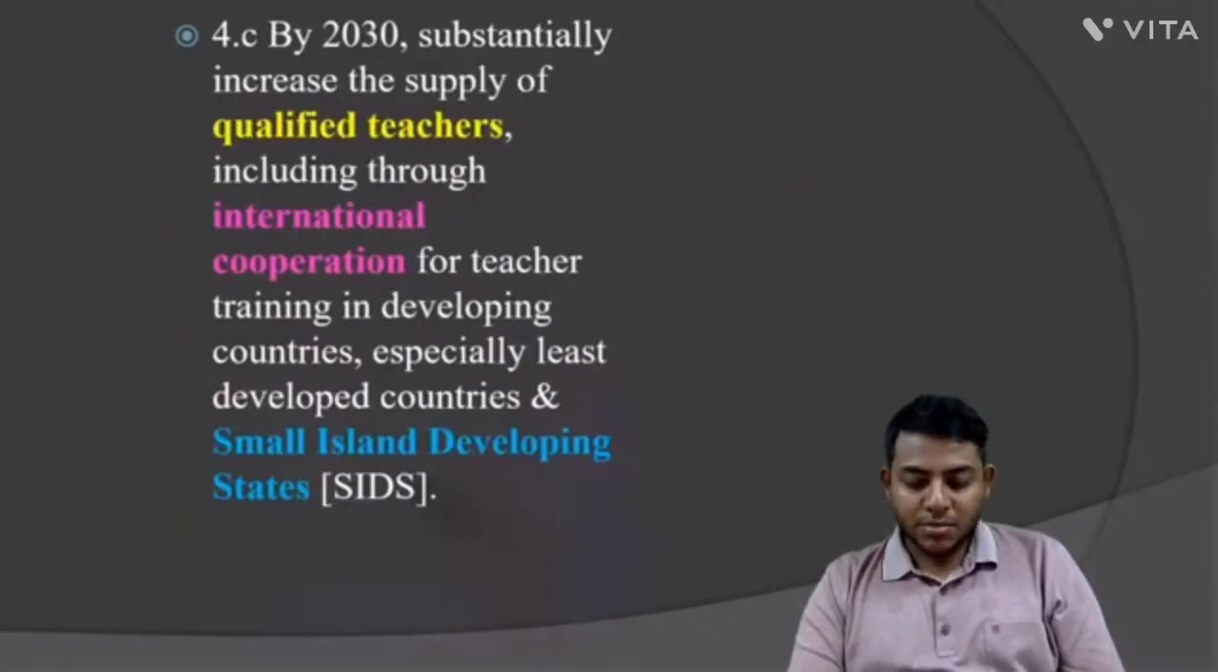And 4.C of the Sustainable Development Goals says that by 2030, substantially increase the supply of qualified teachers, including through international cooperation for teacher training in developing countries, especially least developed countries and small island developing states, or SIDS.